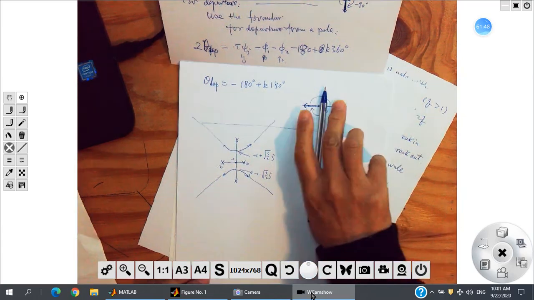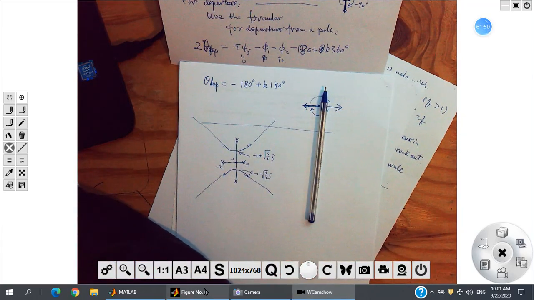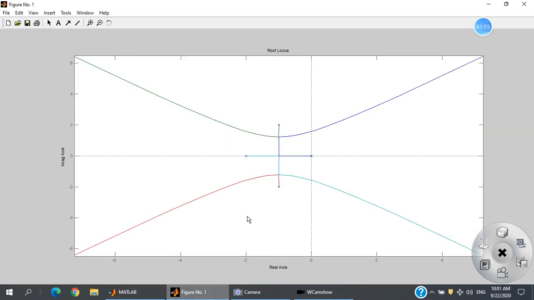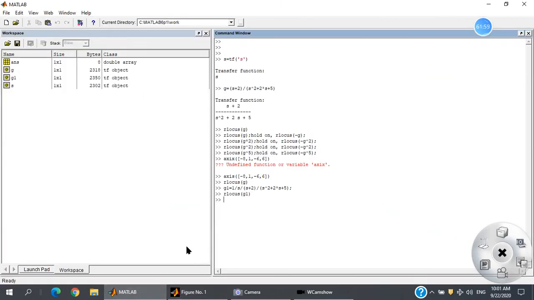And similar thing, if we do square, what will happen? Now this is g, right? This is g1, the locus of g1. If I square g, what will happen?